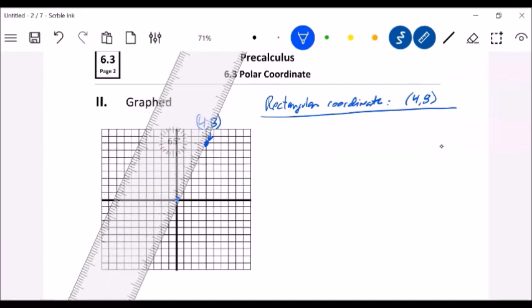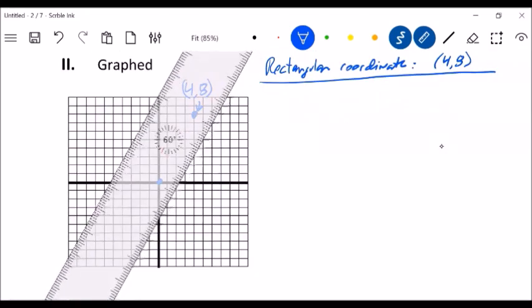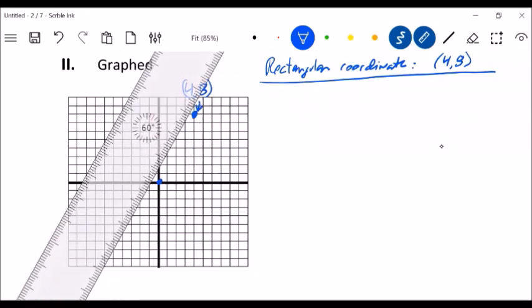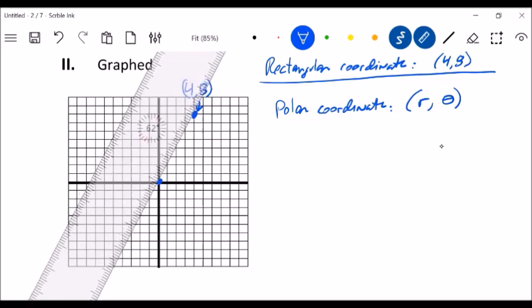So that's the rectangular coordinate, but to get the polar coordinate, and now I'll write polar coordinate, that's going to be the radius and theta. Well, here I can do this.